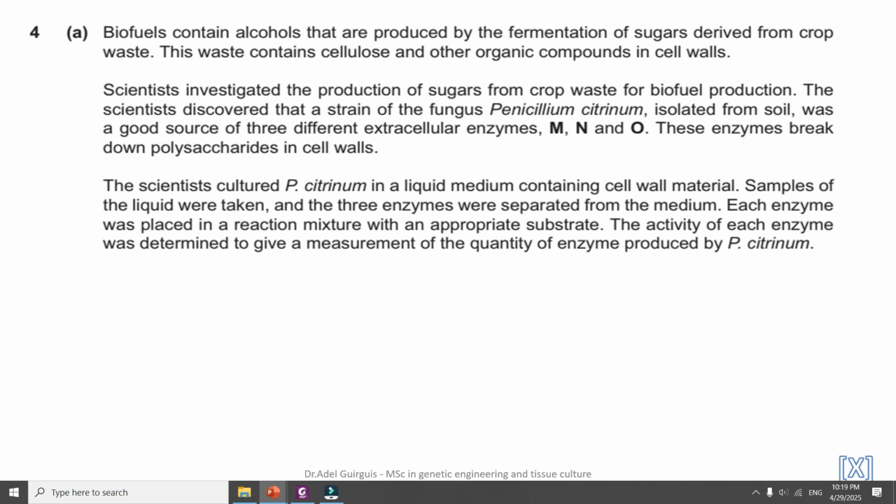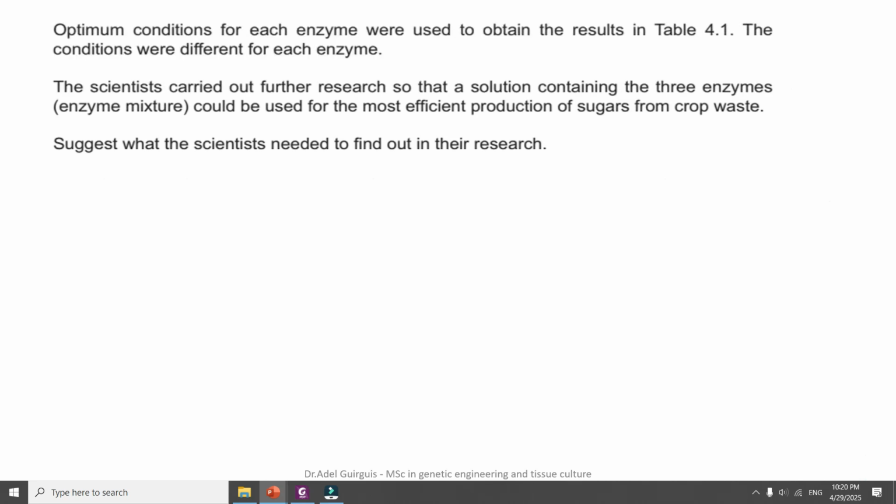These enzymes break down polysaccharides in cell walls. The scientists cultured P. citrinum in liquid medium containing cell wall material. Samples of the liquid were taken and the 3 enzymes were separated from the medium. Each enzyme was placed in a reaction mixture with an appropriate substrate. The activity of each enzyme was determined to give a measurement of the quantity of the enzyme produced by P. citrinum. Optimum conditions for each enzyme were used to obtain the results in table 4.1.